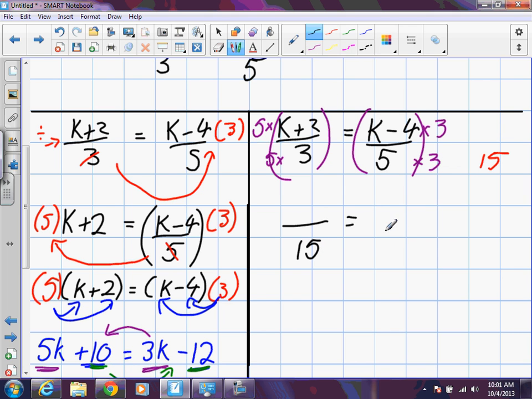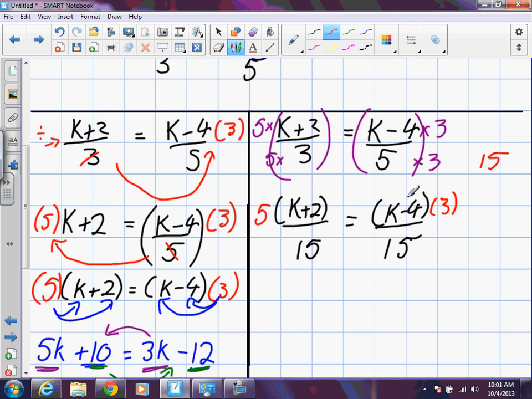I want you guys to see this. And before I go farther here, I'm going to leave this 5 on the outside so you guys see the similarity. So it's 5, and it still has to be multiplied by k plus 2 and k minus 4 still has to be multiplied by this 3. I haven't distributed it yet.